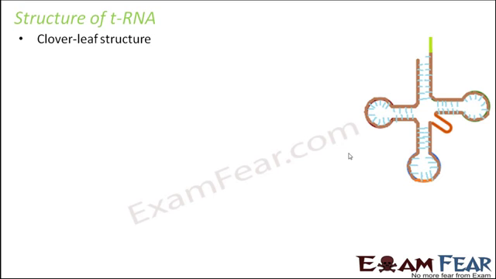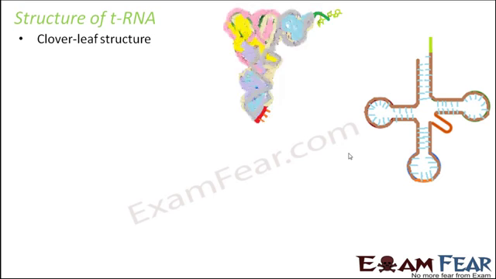But as per X-ray crystallography later, the actual structure was found to be an inverted L shape. So this is the inverted L shape. This is how the structure looked when it was found out by X-ray crystallography. But this is the traditional clover leaf structure.